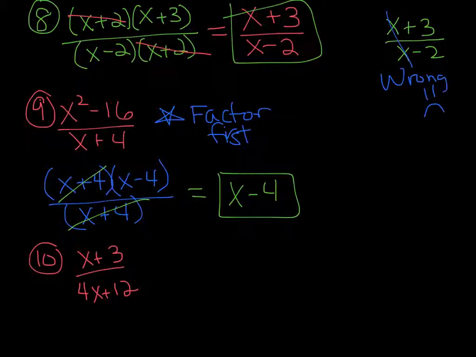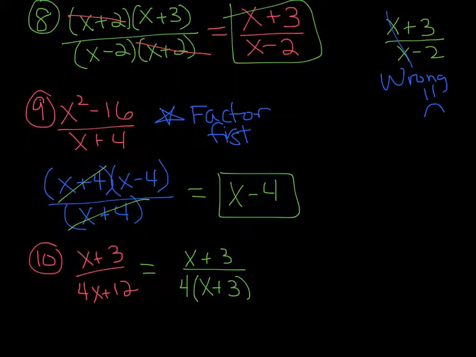For our next problem, similar thing, we're going to factor first. Notice how there's nothing in the numerator that can be factored. The denominator, however, has a GCF. The GCF is going to be 4. And then I'm left over with x plus 3.